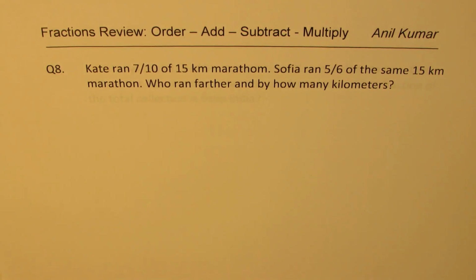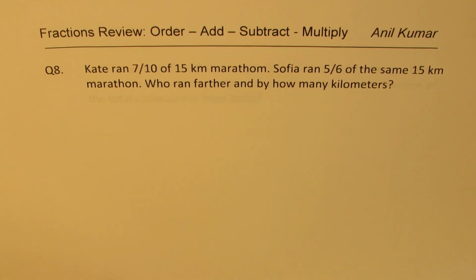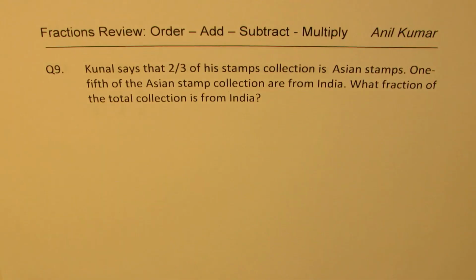So question number 8 is, Kate ran 7/10 of a 15-kilometer marathon. Sophia ran 5/6 of the same 15-kilometer marathon. Who ran farther and by how many kilometers? That is indeed difficult to answer. Anyway, let's move on to the next one.